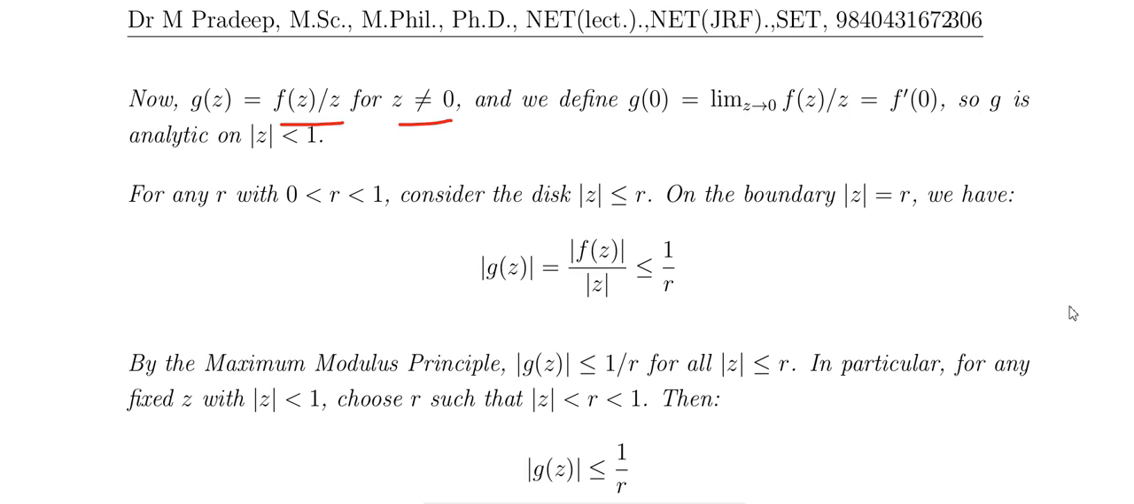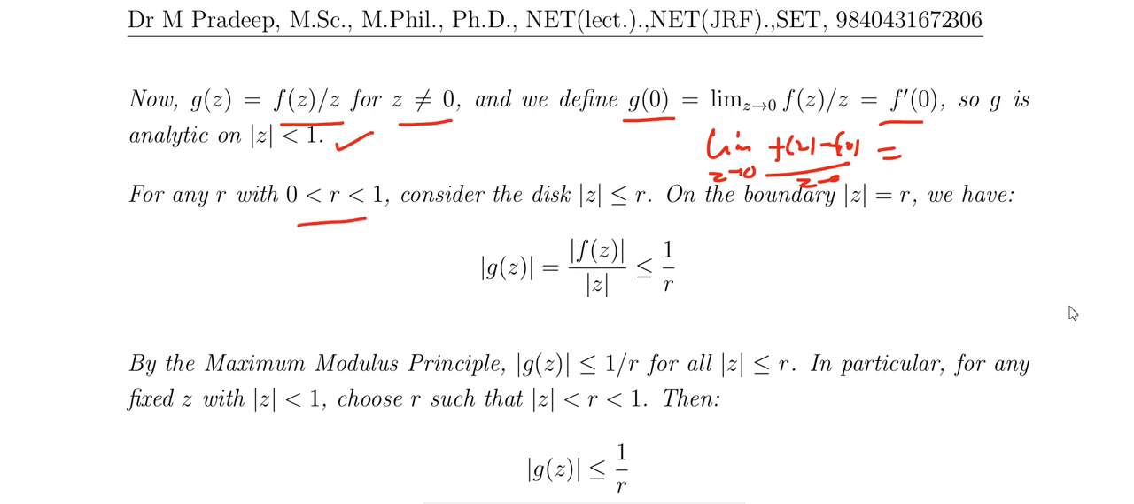For z not equal to 0, g of 0 equals the limit as z tends to 0 of f of z by z. That is nothing but f dash of 0. By the definition, this is the limit as z tends to 0 of f of z minus f of 0 divided by z minus 0. Because f of 0 equal to 0, this is the derivative at the point 0, that is f dash of 0. So g is analytic and mod is equal to 1.